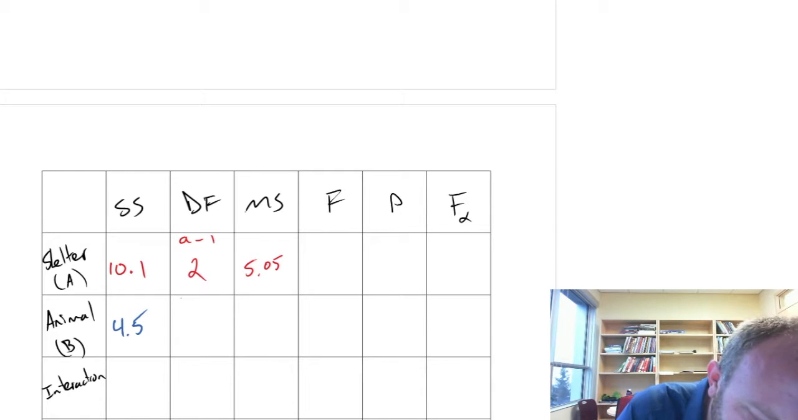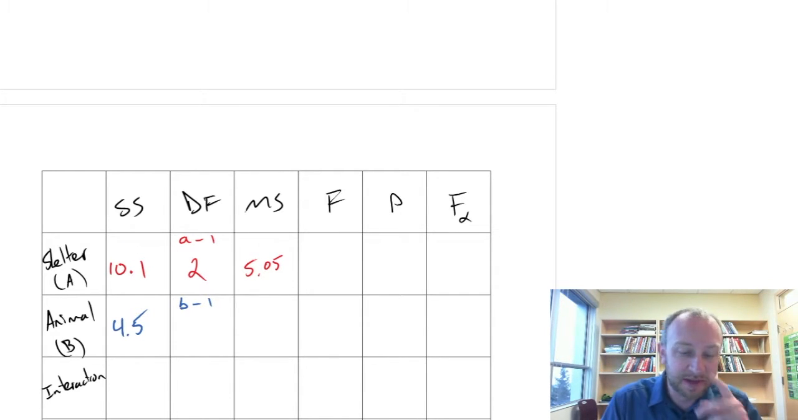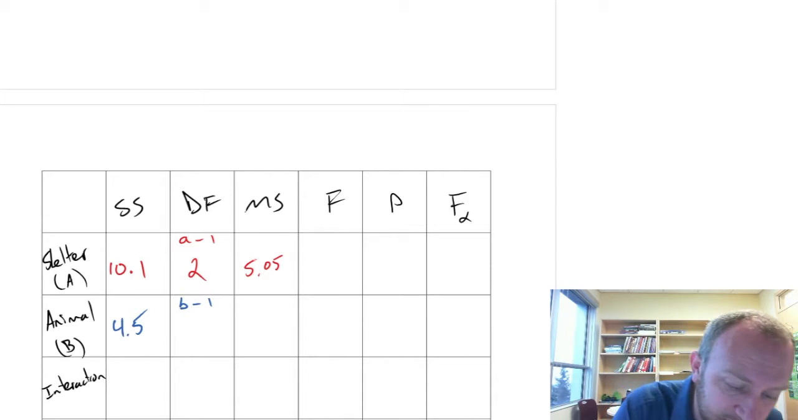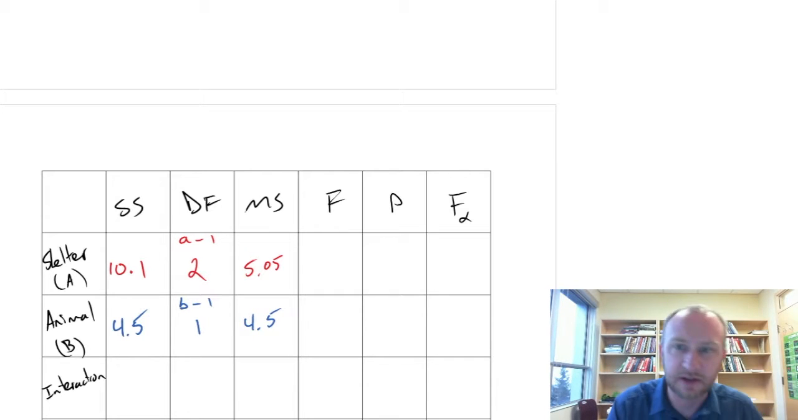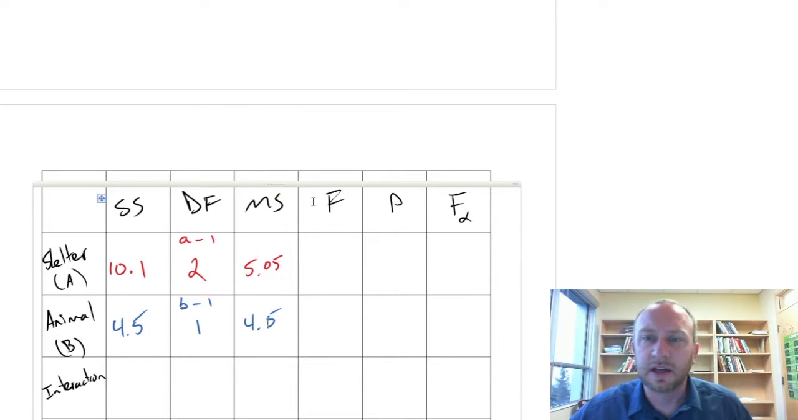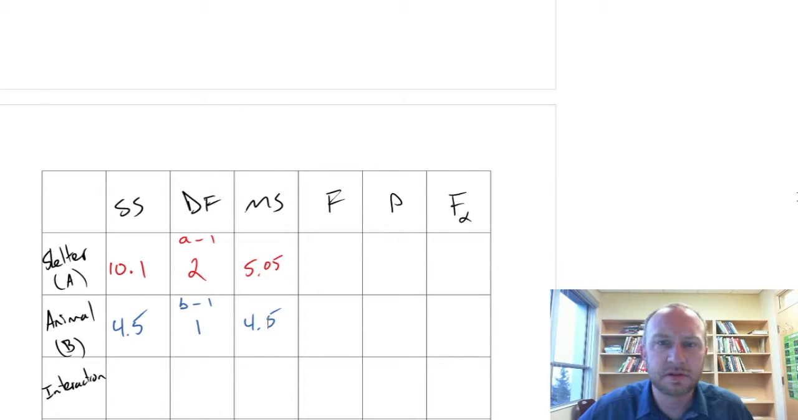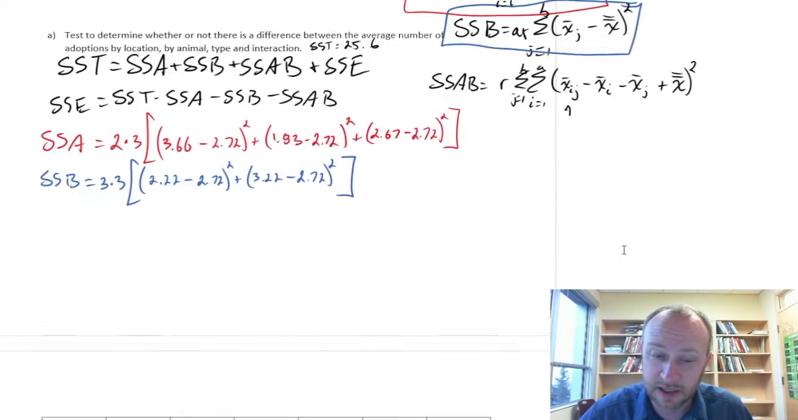Now our degrees of freedom here, this is just B minus 1. So B minus 1, I had only 2 treatments there, and so this is going to be just 1. So mean squared error, here's this 4.5. Okay, good. Now, moving on, here I'm going to go up to interaction now.